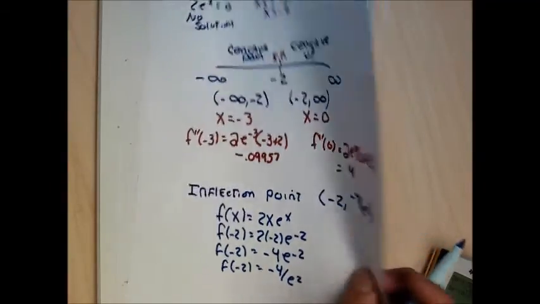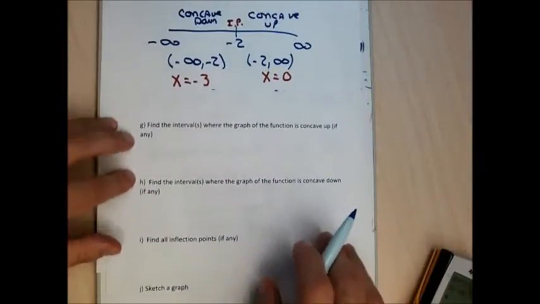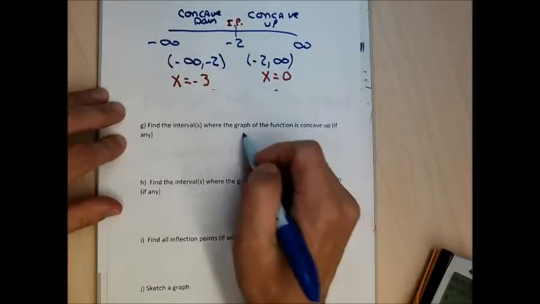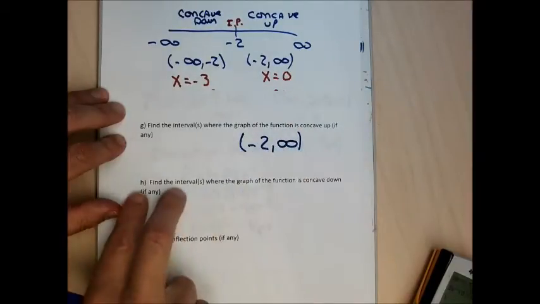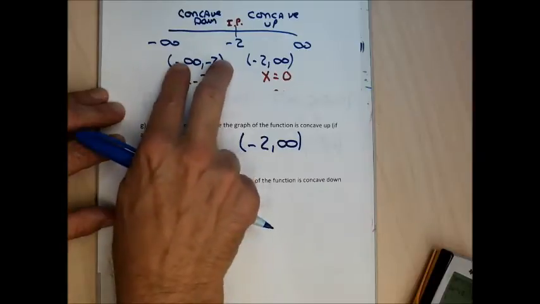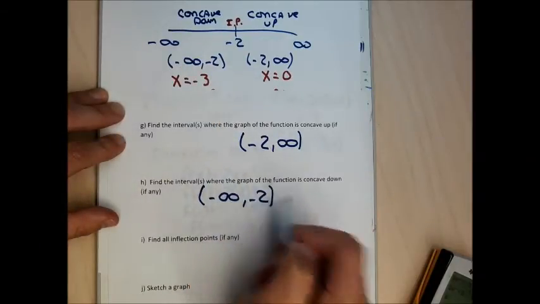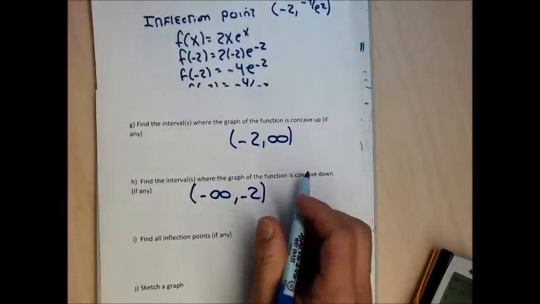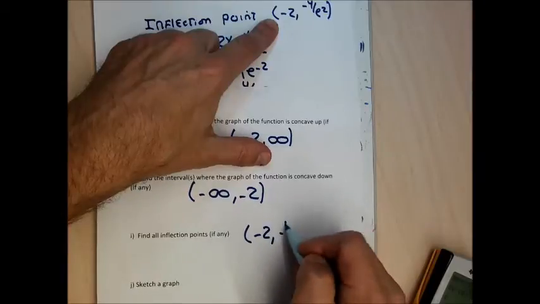So real quickly now, I need to say where the graph is concave up. The graph is concave up in the interval from negative 2 to infinity. There's my answer to part G. Part H wants to know where the graph is concave down. That's the interval from negative infinity to negative 2. Part F wants the inflection point, and the inflection point is going to be negative 2 comma negative 4 over e squared.